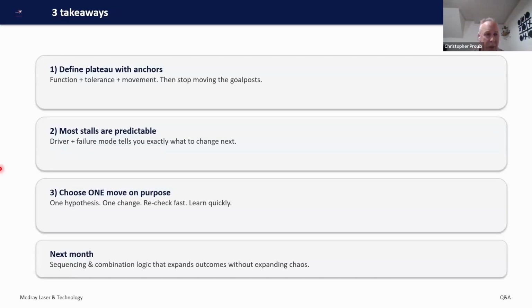And three takeaways: define the plateau. A lot of these are predictable. Start with one, keep it simple. This is the January kickoff of 2026. Next month, we're going to look at sequencing and combination logic that expands outcomes without expanding chaos, right? We need to make it simple.